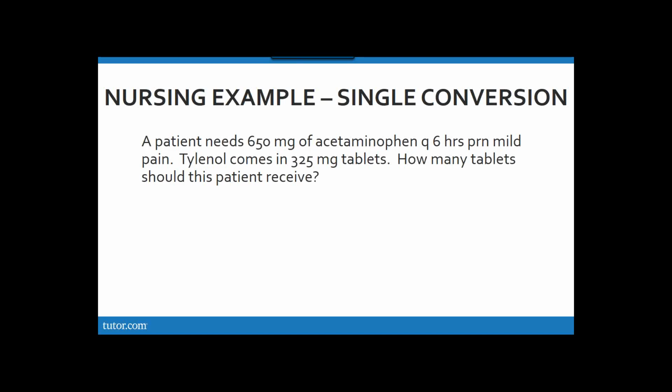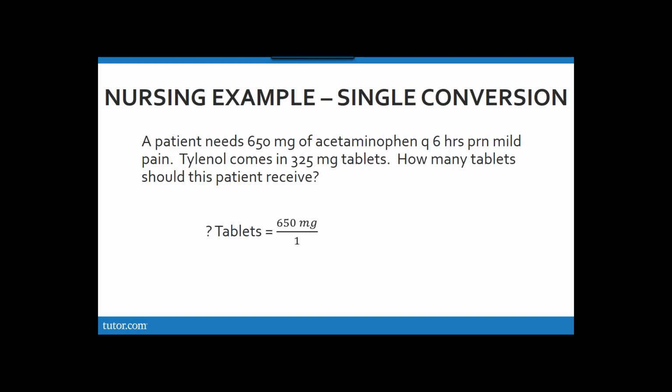So again, we're going to follow that standard approach by writing the unknown quantity first, or what we want to find out. And what we want to find out is the number of tablets needed, and we're going to follow that up with the given information. We're told that the patient needs 650 milligrams of acetaminophen. And here we're told that each tablet of Tylenol contains 325 milligrams of acetaminophen. And that one statement helps set up our next conversion factor. So that's what we'll use.